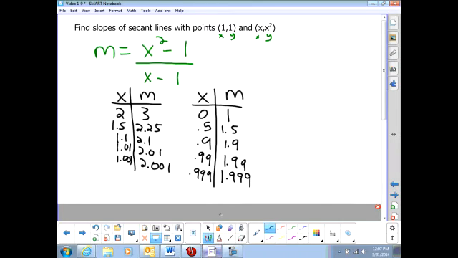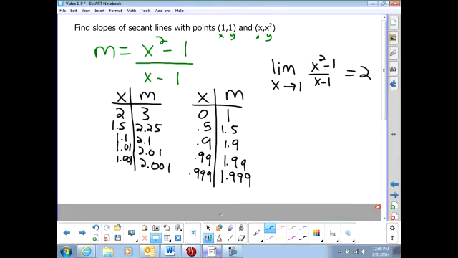So what we can do is look and see, as our values get really close to 1 for the x, what does it appear our slope is getting close to? And if you look, it looks like from either side we're getting closer and closer to 2. So how we would write this, we would say our limit as x approaches 1 of x squared minus 1 over x minus 1 is equal to 2.